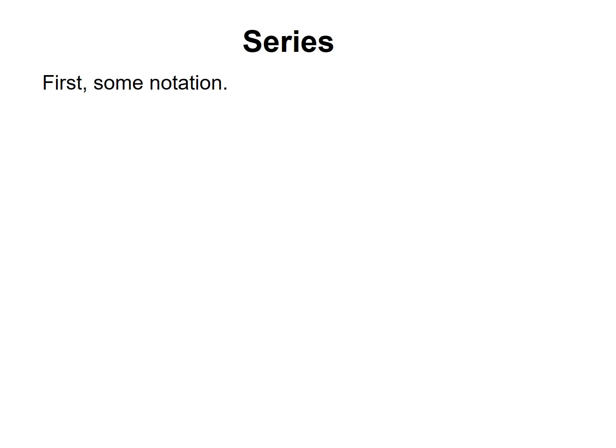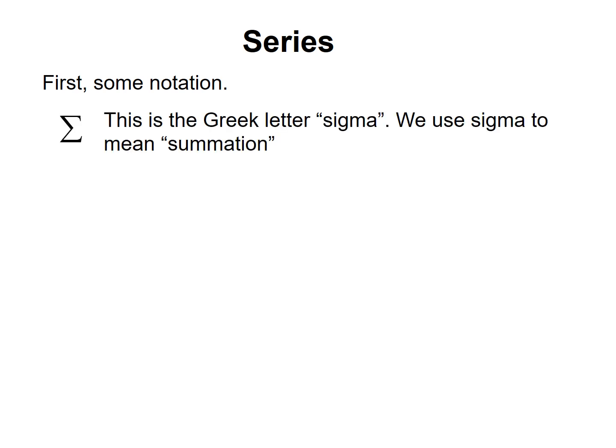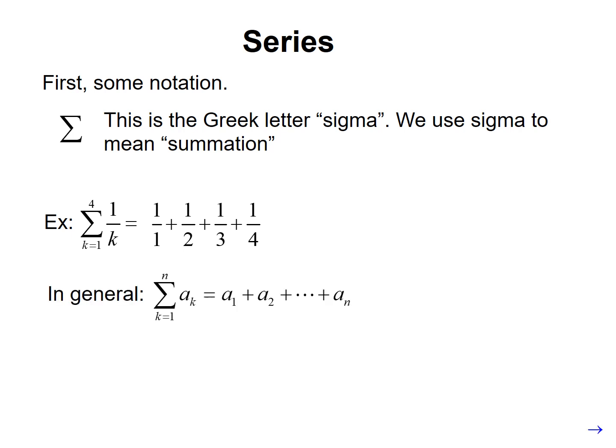All right, so this brings us to series, which is really the main topic behind this unit. This symbol right here is the Greek letter sigma. We use this to mean summation. So we could write something like the sum from k equals 1 to 4 of 1 over k. That means start with k equals 1. That would give you 1 over 1, then 1 over 2, 1 over 3, and 1 over 4. And we add those together. So in general, we can write a summation from k equals 1 to any value of n, and we add up all the terms.